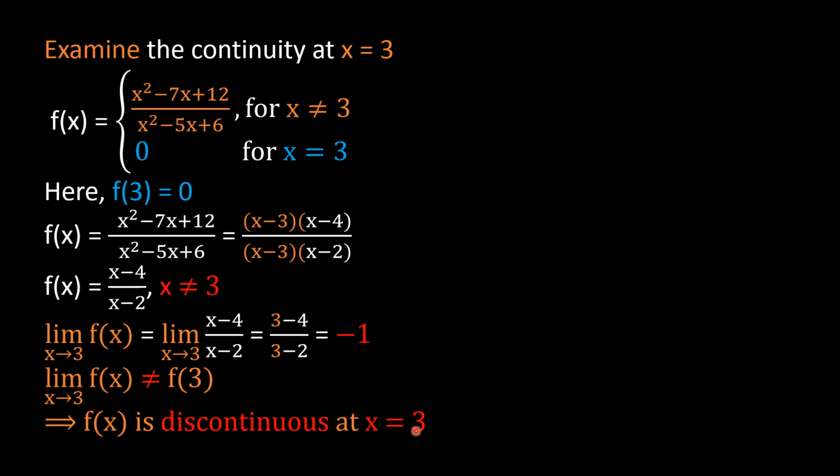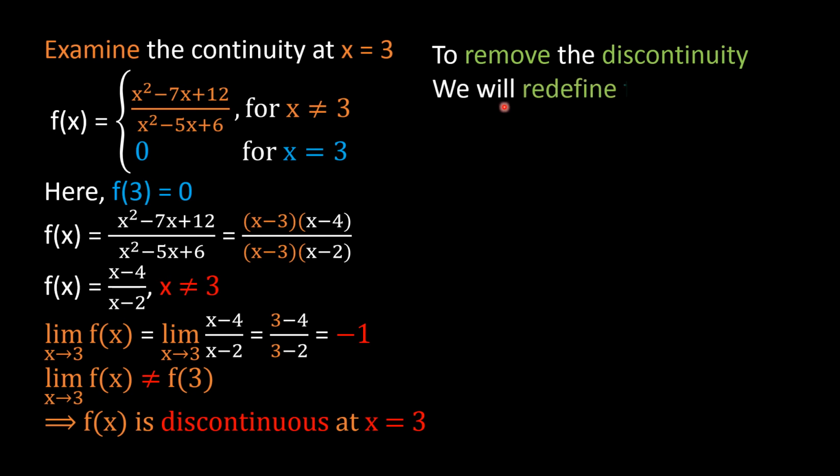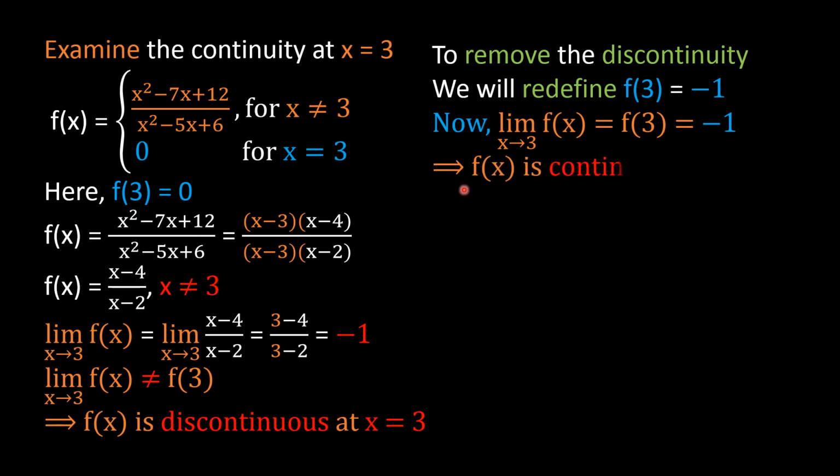Now, since the limit of the function exists, we can remove the discontinuity of the function, and to remove the discontinuity, we will redefine f of 3 equals minus 1. It was 0 previously. Now, the limit as x approaches 3 of f(x) becomes f of 3, which is minus 1, which implies f(x) is continuous at x equals 3.